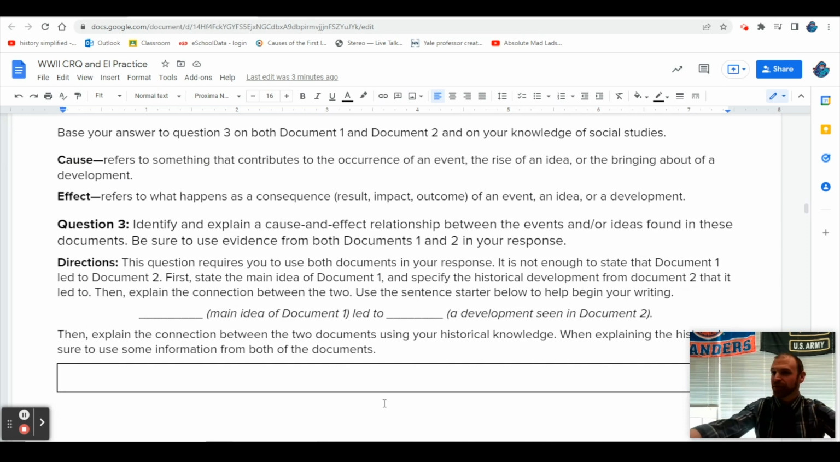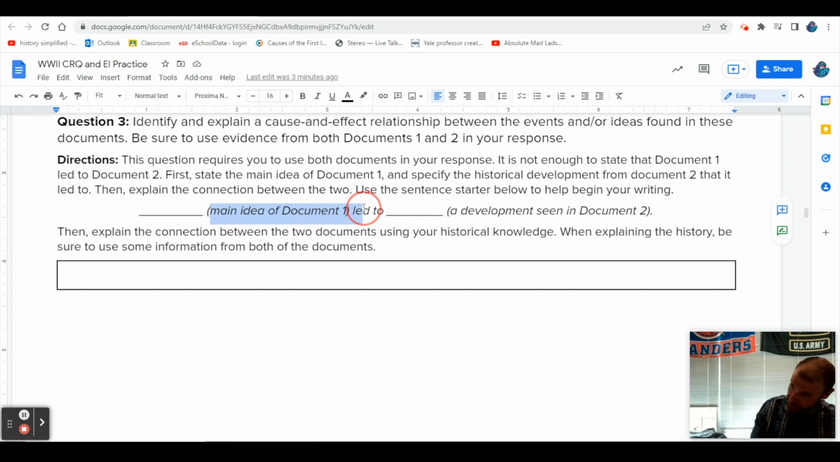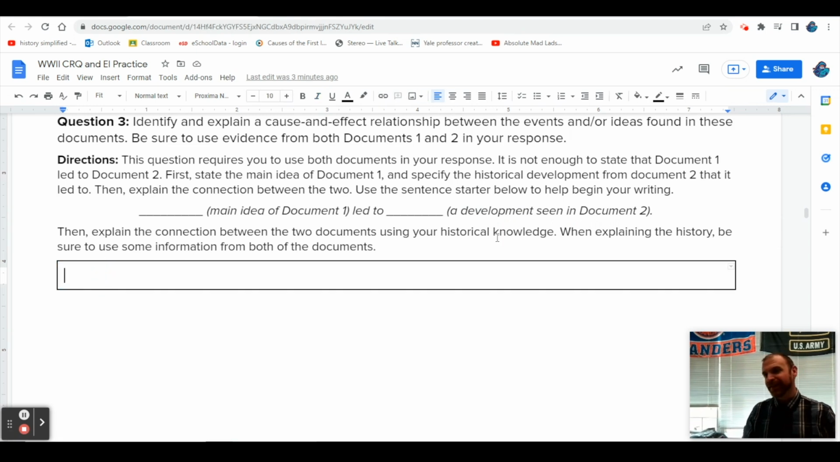Okay, next question. Always the third one is going to make you use both of the documents. Okay, when you get a cause and effect, I know we've done this before, we want to explain how the first document led to the second one. But we can't just say document 1 led to document number 2. So first, you want to identify the main idea of document 1, and then state that it led to the main idea in document 2, and then explain it. So if you were to summarize the main idea of document 1, Bridget, what's document 1 about? If you had to give it a 4 or 5 word summary.